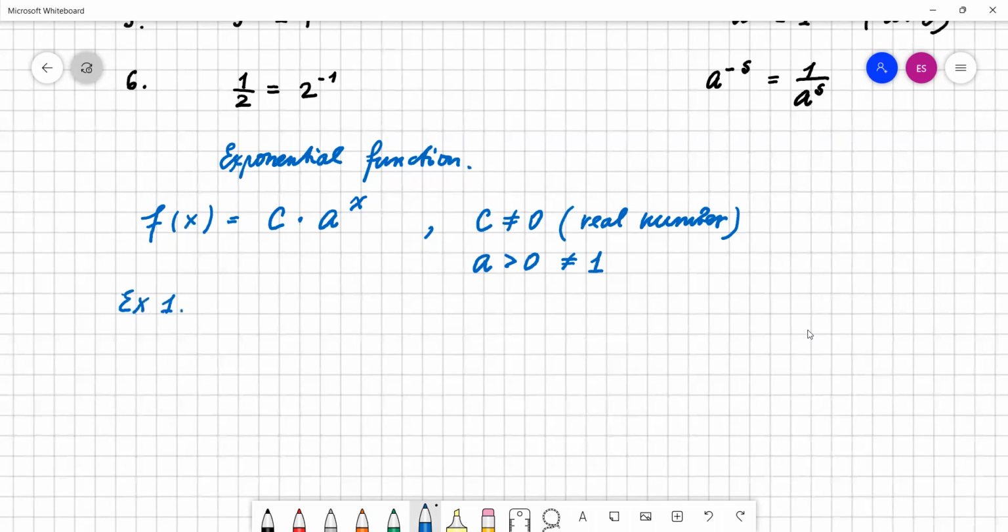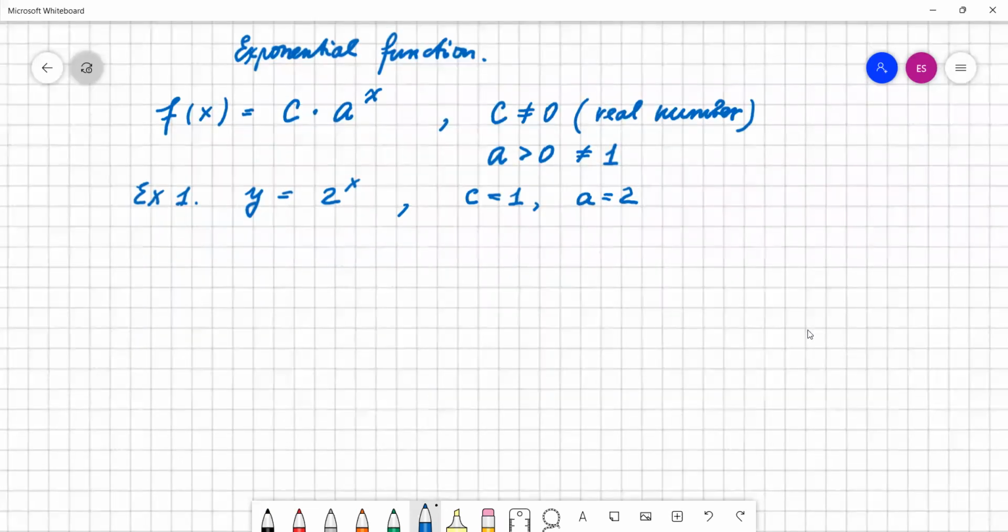Example number 1, y equals 2 to the power of x. So over here, c equals 1, a equals 2. Now, guys, I'm going to graph this function using a table. I'm going to build a table and graph the function. So the table is going to have x here and y here. And I'm going to start with -1 and then 0 and then 1 and then 2. So these are my x's.